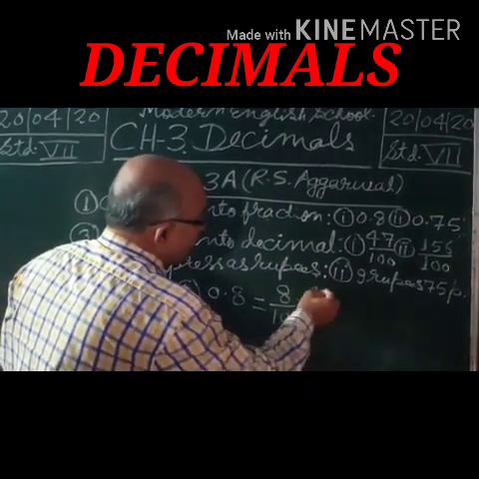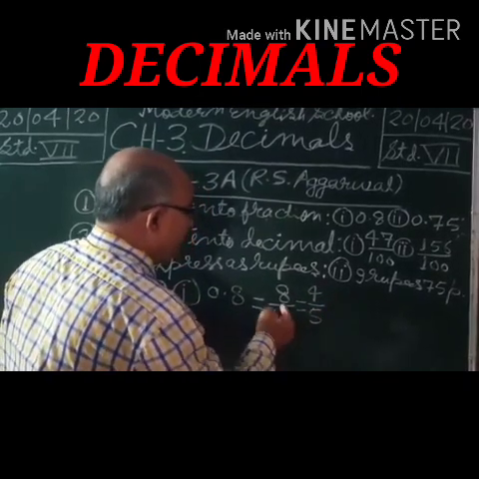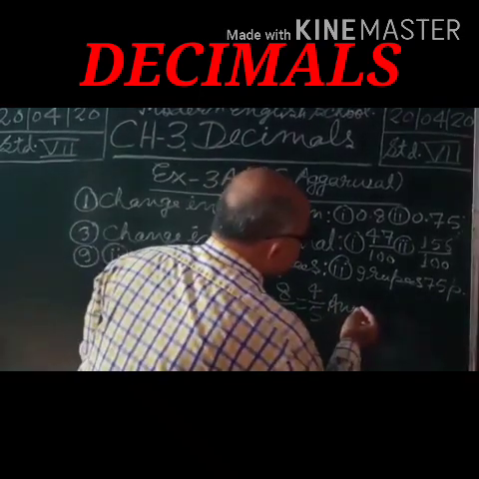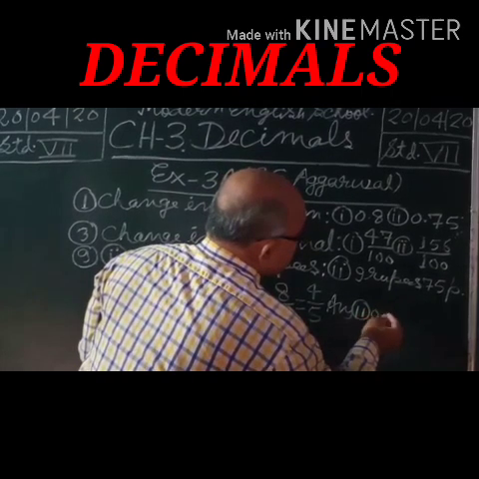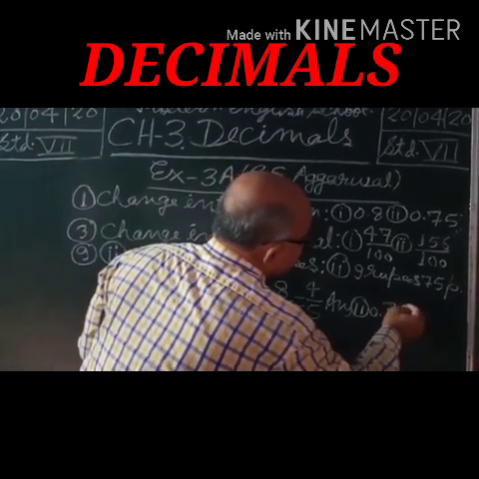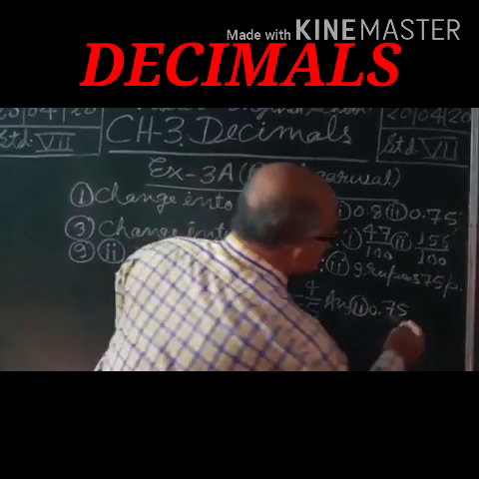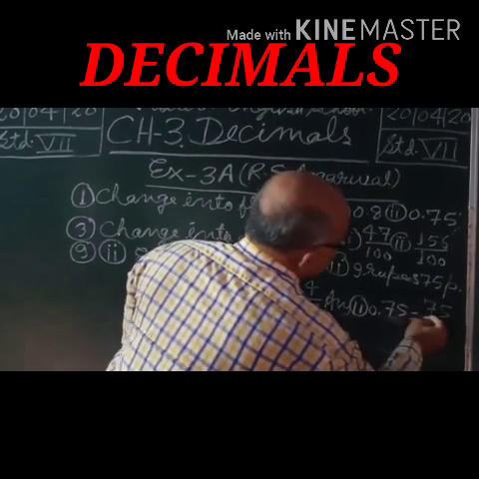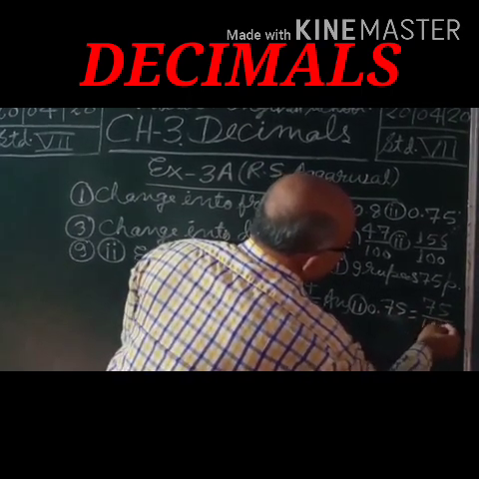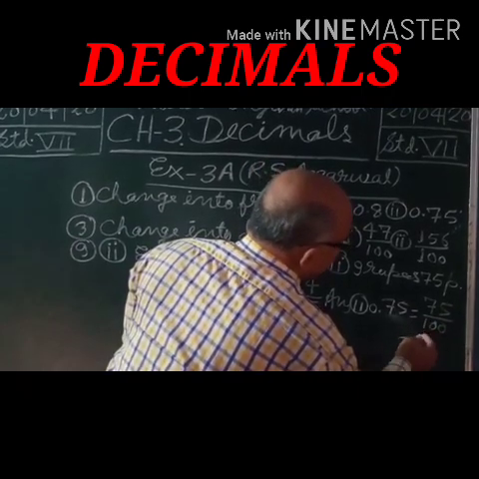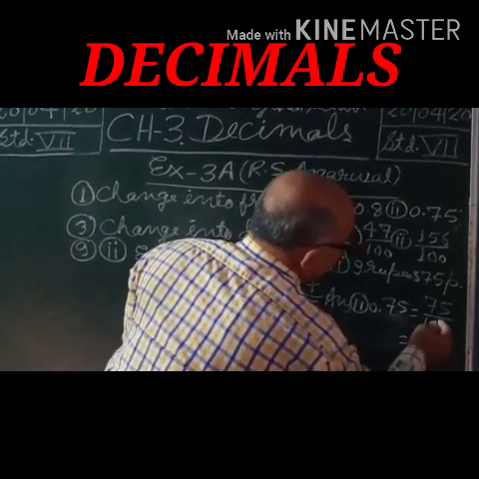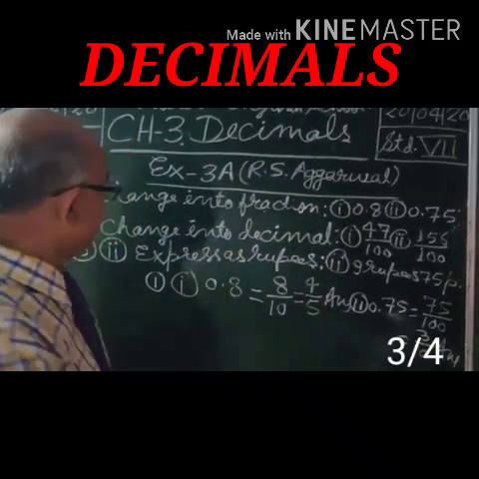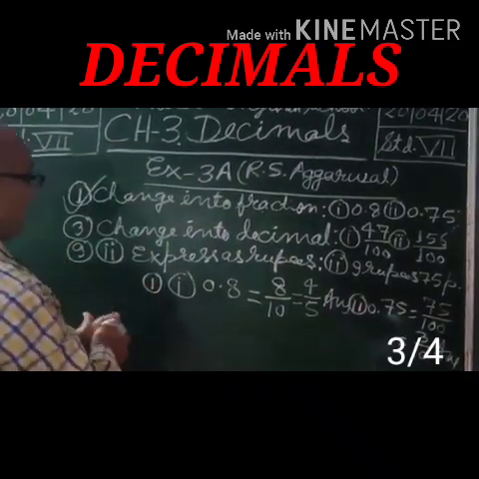After decimal 1 digit, so 8 divided by 10. Cancel it. 2 fours are 8 and 2 fives are 10. 4 by 5, answer. Second, 0.75. Here after decimal 2 digits. So it is divided by 100. Cancel it. 25 threes are 75 and 25 fours are 100. 3 by 4. Answer. Write it. So question number 1 solved.